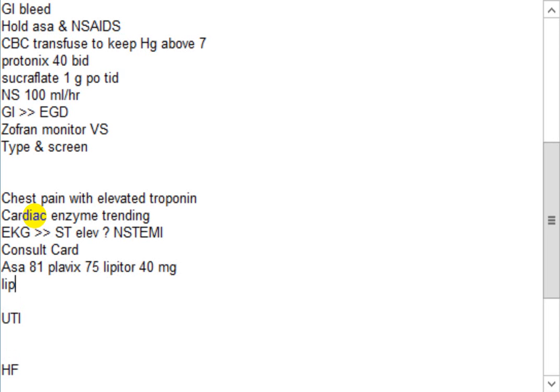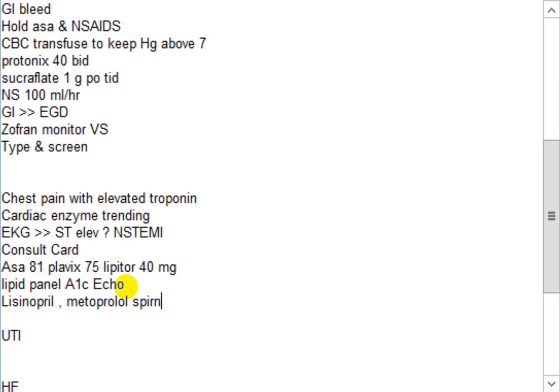So you check lipid panel, A1C, just to be perfect, and echo as well, because if there is HFrEF, then you can do the guideline directed medical therapy for the heart failure with reduced ejection fraction, which includes lisinopril. You may see metoprolol, common. We're going to talk about that as well. Spironolactone, Entresto if it's HFrEF. If there's volume overload, you may add Lasix. We'll talk about it in the heart failure topic.